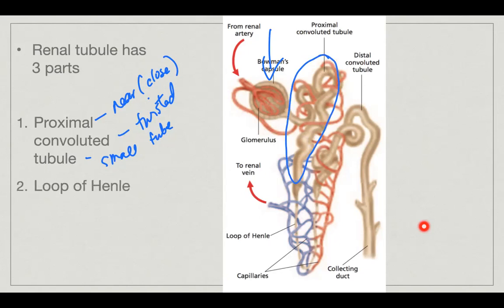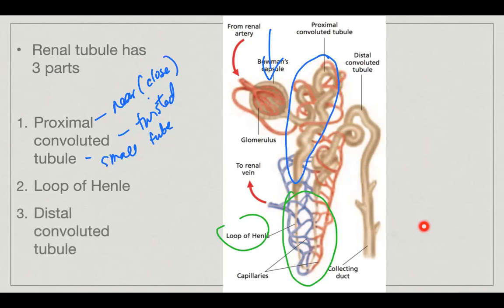Second part is called the Loop of Henle. And that's just this U shape here. The Loop of Henle is where we're going to use active transport to selectively reabsorb water and concentrate the urine. And the third part is called the distal, which means far, convoluted again, twisted, tubule, and that's here, the last part.